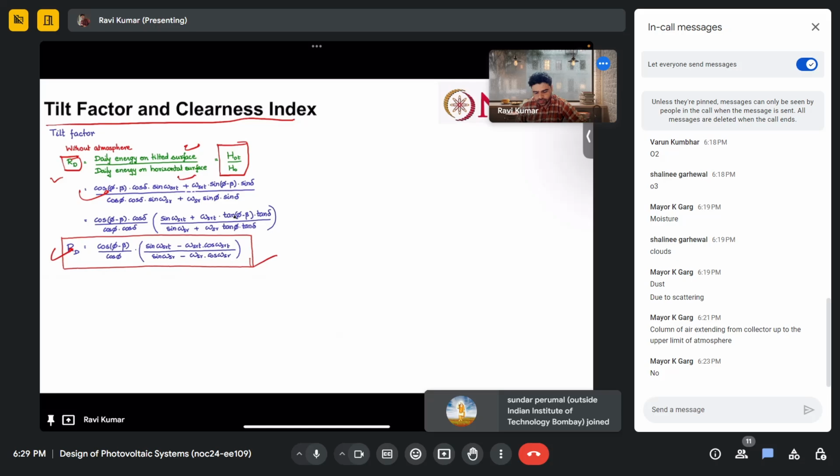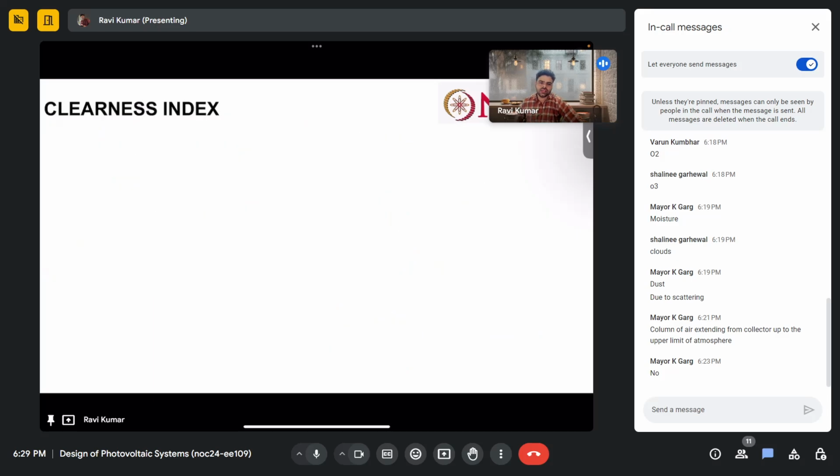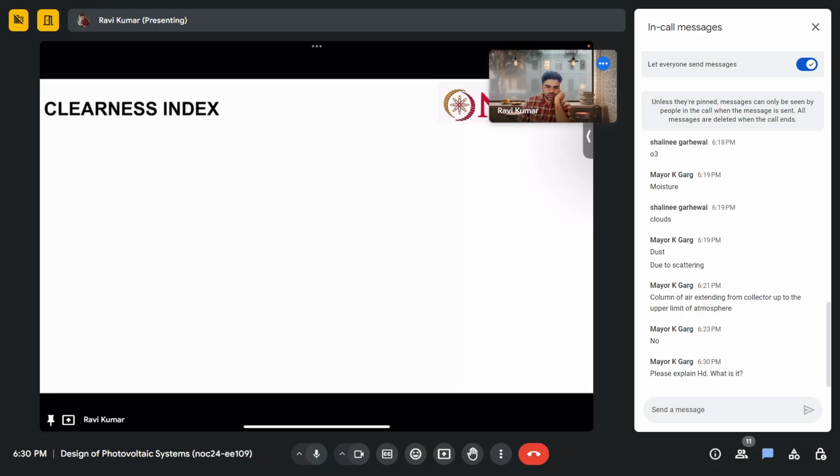We have another concept that is known as clearness index. So clearness index is also the same thing. We have without atmosphere energy and with atmosphere energy. So it is a ratio of energy with atmosphere and without atmosphere. And these are just different formulas. You have seen in the lecture as well how we calculate this HAT or HOT or H naught T. Then see, let us consider you are at your home and you want to find out the clearness index at your place. HD.